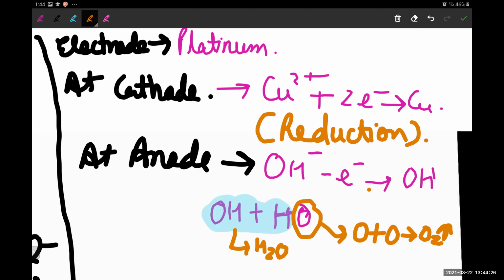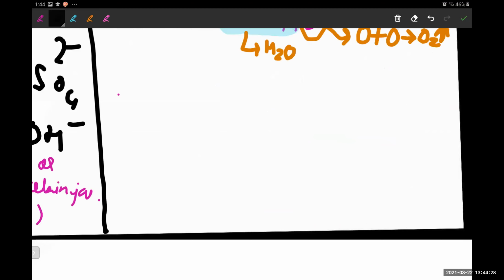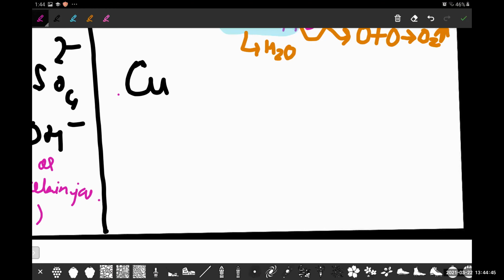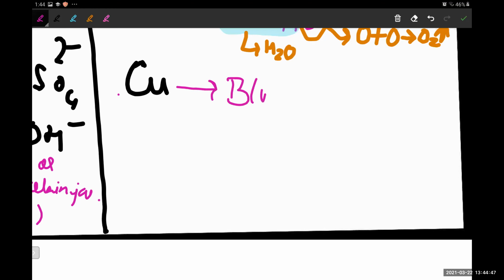Now see, we all have learned in analytical chemistry, I have told you a very interesting trick, a very interesting story, I should say, by which you can remember the color of every colored ion, isn't it? So I've told you about copper as well. So tell me, my students, what is the color of copper? Blue. Yes.